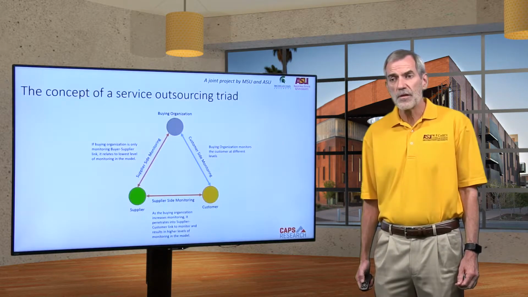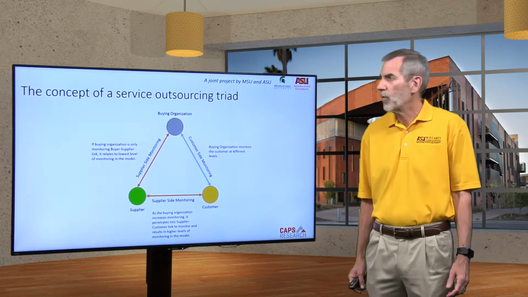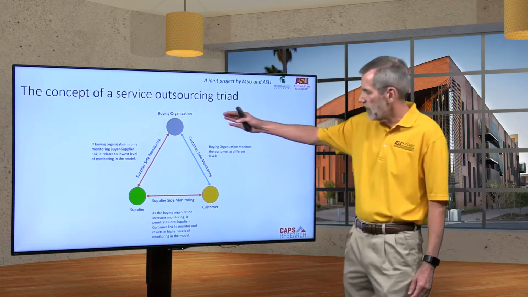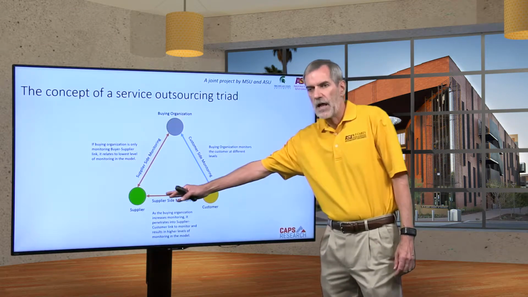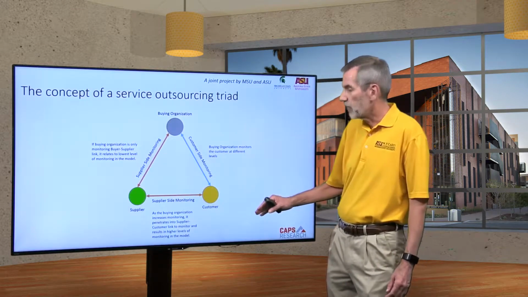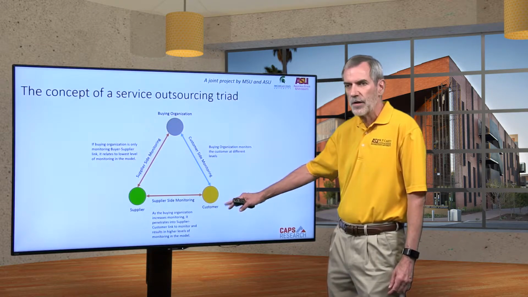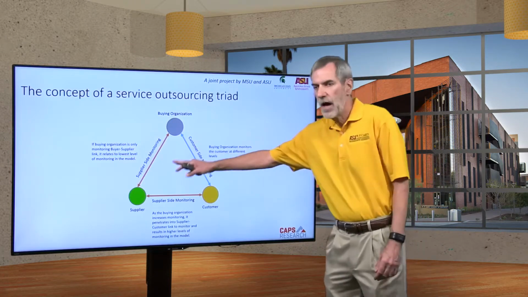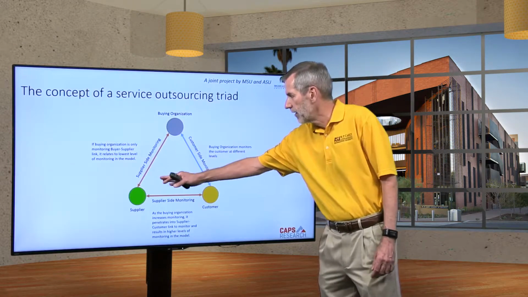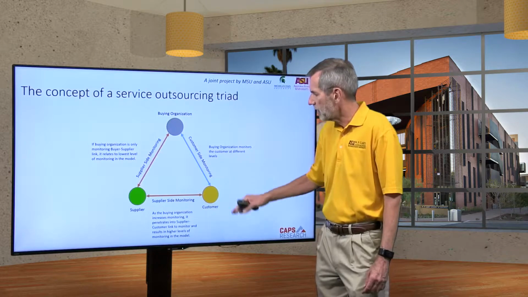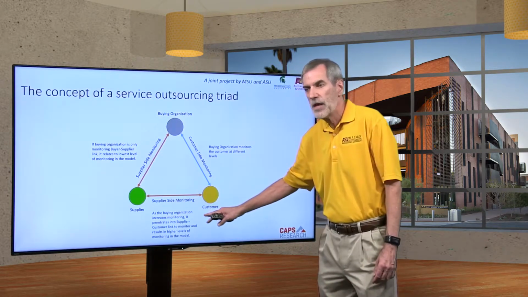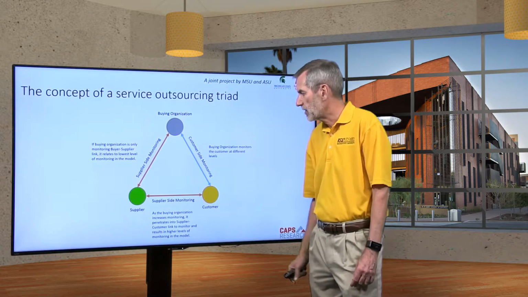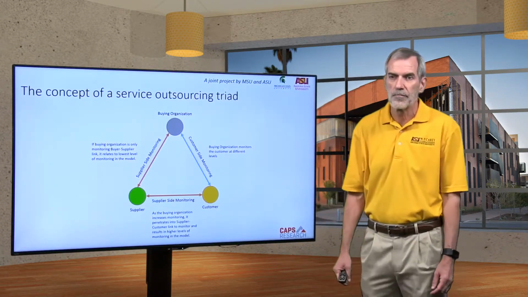The emphasis of the project is on the service outsourcing triad. Well, what do we mean by a service outsourcing triad? In the service outsourcing triad, you have a buying organization, you have a supplier who's going to provide that service to the customer. And we're particularly interested in the Excel tool on how much monitoring we should do of the supplier on the supplier side and on the customer side. And ultimately, if we do enough monitoring on the supplier side, we end up doing some additional monitoring between the supplier and the customer itself.